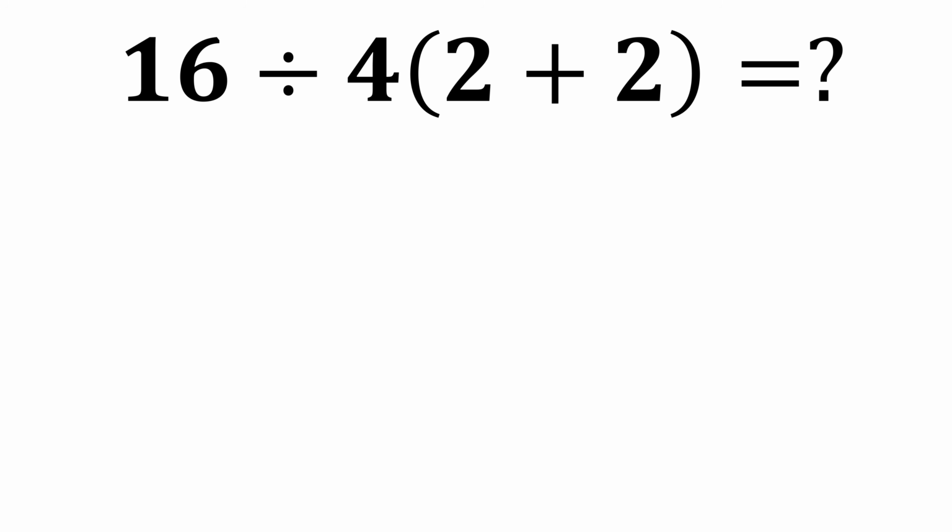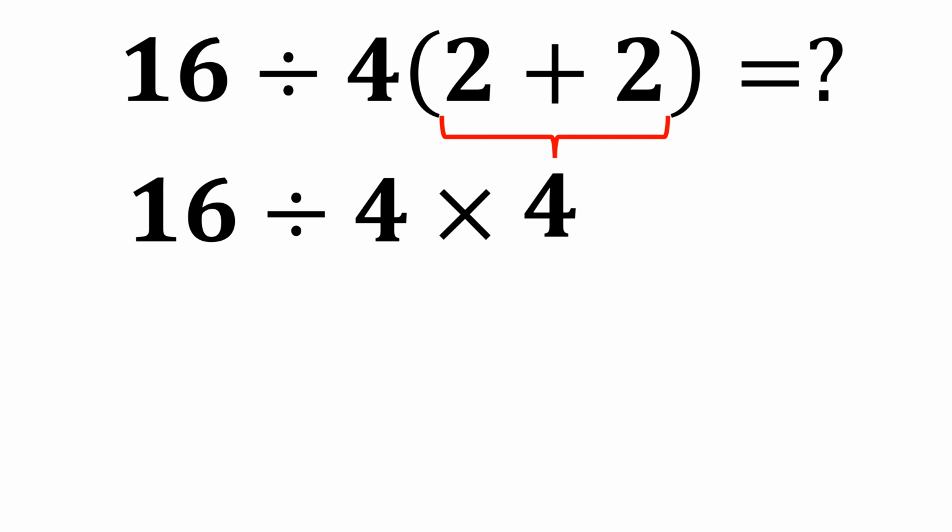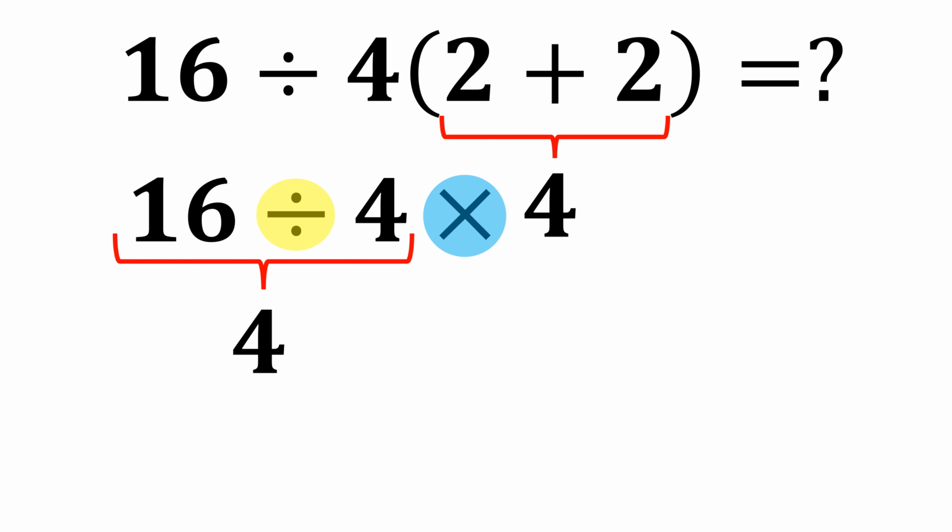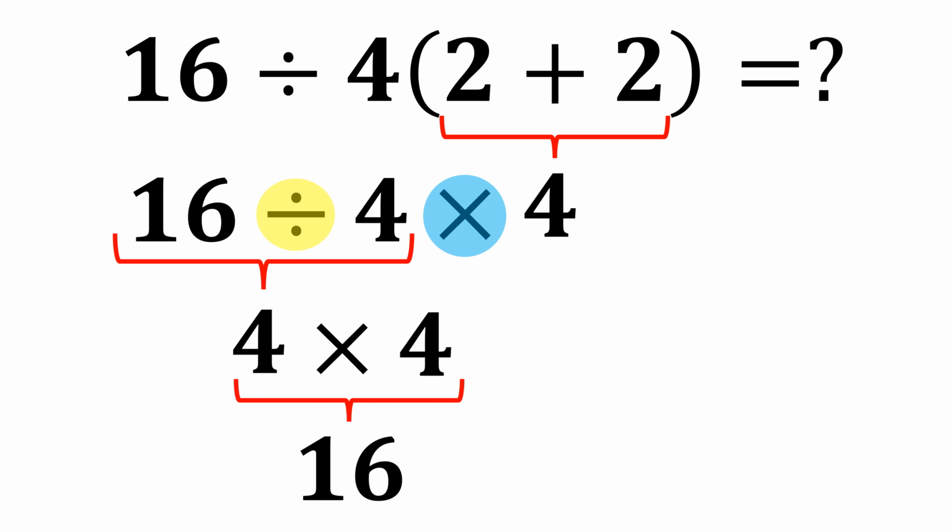According to the order of operations, PEMDAS, we must first solve inside the parentheses. 2 plus 2 is 4, and the expression becomes 16 divided by 4 times 4. In the new expression, we have division and multiplication, which we solve from left to right. So 16 divided by 4 is 4, and 4 times 4 is 16.